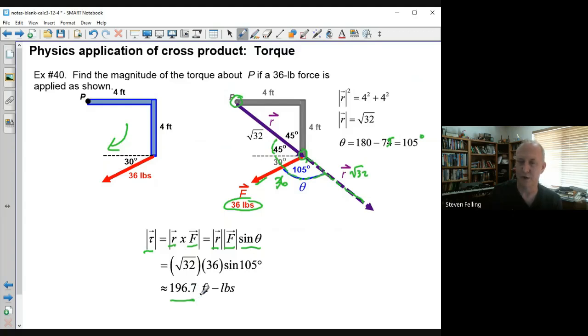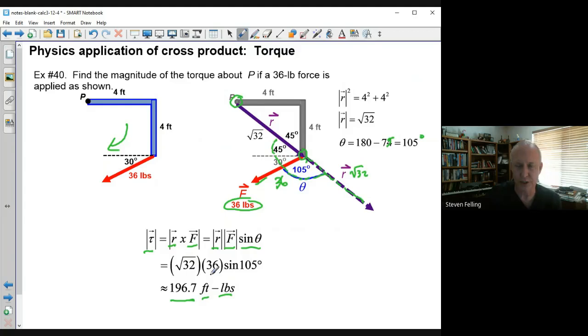And just like with work, the torque is feet times pounds. So foot-pounds or pound-foot. Sometimes it's reversed for torque, pound-feet. All right, so that's an application for torque, just to show how it works.